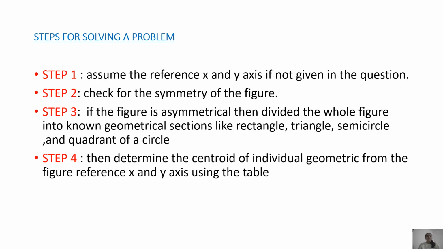Steps for solving a problem. Step 1: Assume the reference x and y axis if not given in the question. Step 2: Check for the symmetry of the figure. Step 3: If the figure is asymmetrical, then divide the whole figure into geometrical sections like rectangle, triangle, semicircle and quadrant of a circle. Step 4: Then determine the centroid of the individual geometric shapes from the figure reference x and y axis using the table.